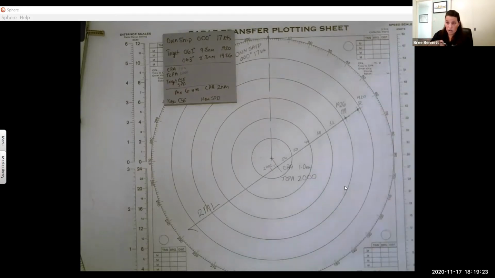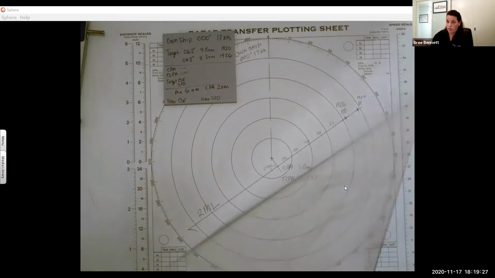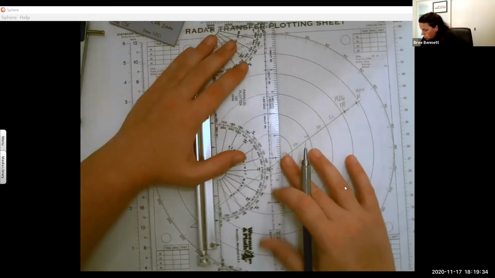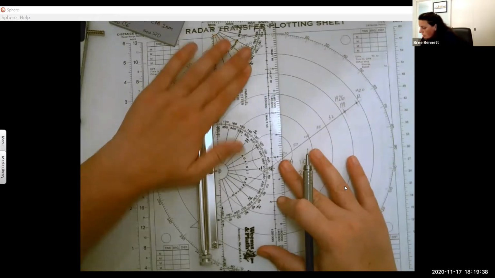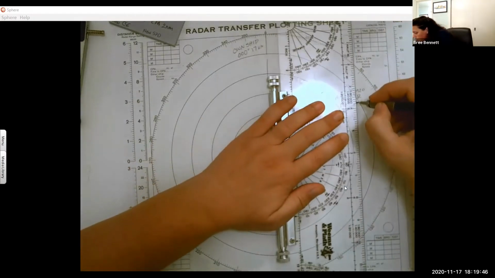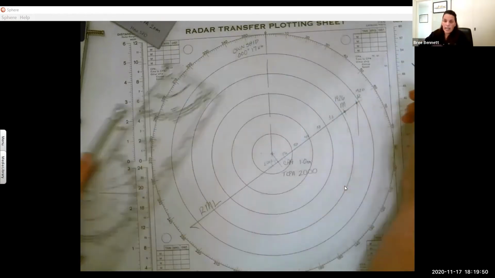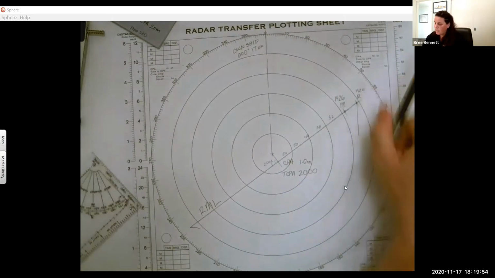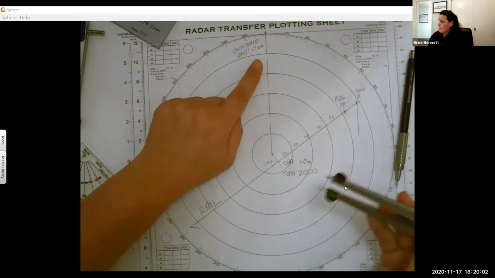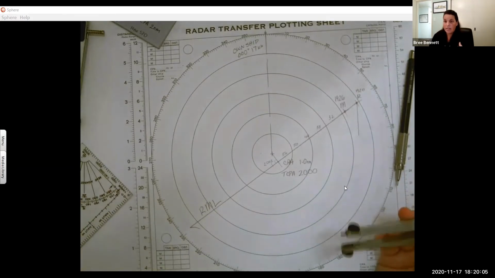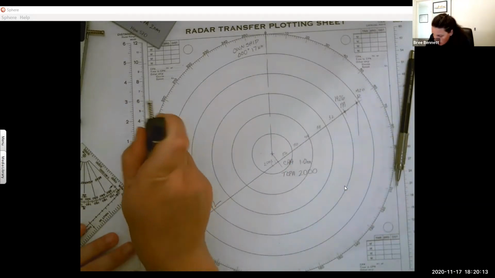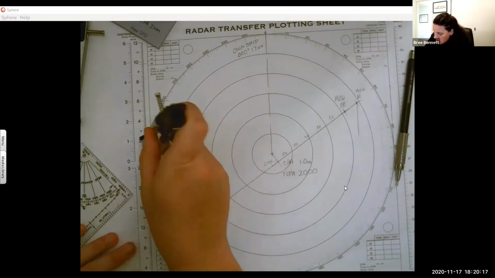I need to plot my own course and speed in order to get their course and speed. My own course is 0, 0, 0, and we're going to plot that over to R so that I can create an E to R line. So I've created the line. Now I need the distance. My speed is 17 knots, so in 6 minutes I'm going to go 1.7 nautical miles. So we're going to find 1.7. There we go.